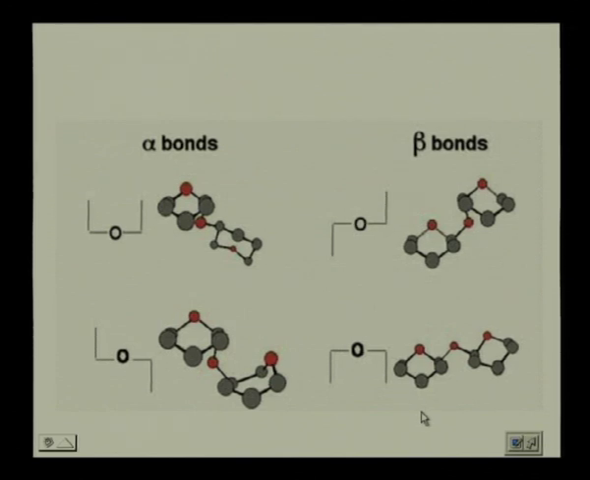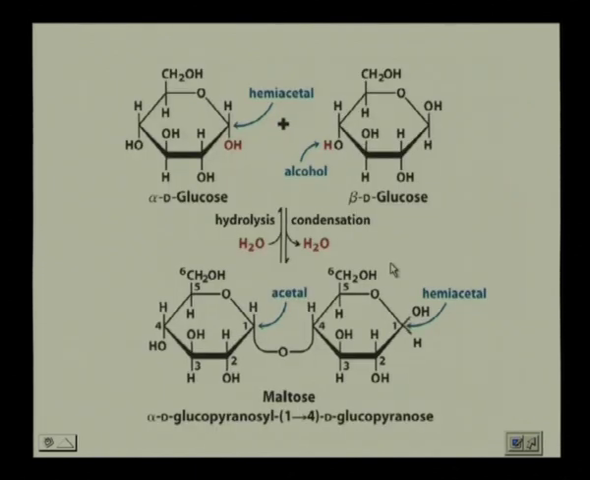Okay. So, you could either have an alpha glycosidic linkage or you could have a beta glycosidic linkage. So, let us see what it is. This is what we have. We have an alpha D-glucose here and a beta D-glucose. Okay. Now, follow this very carefully. This is the structure that we did in our last class.